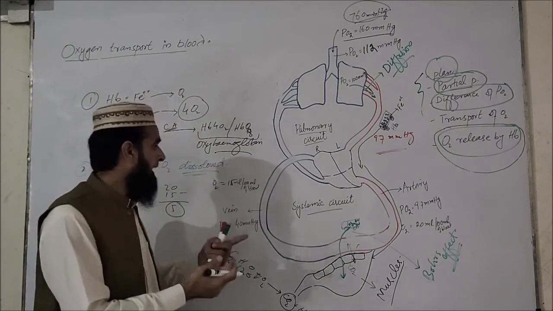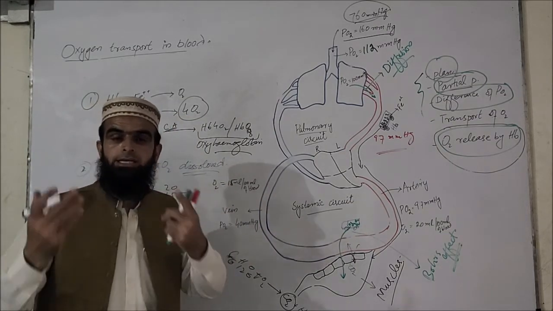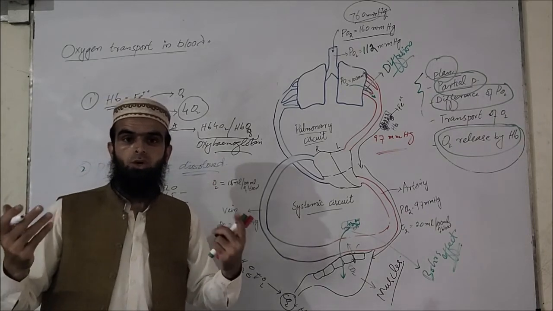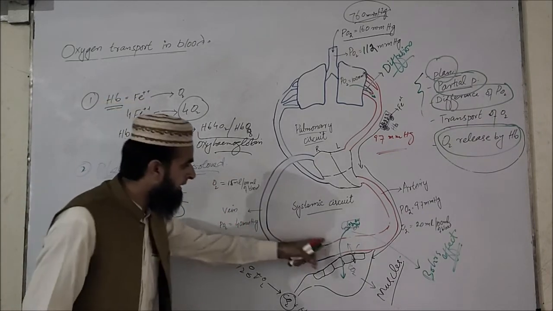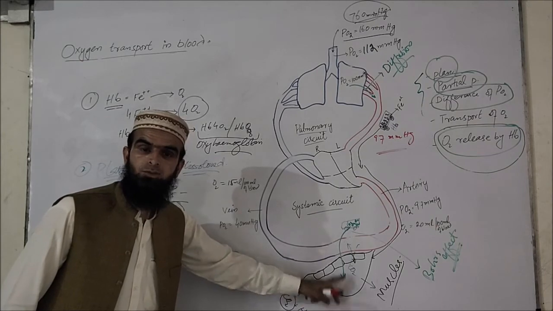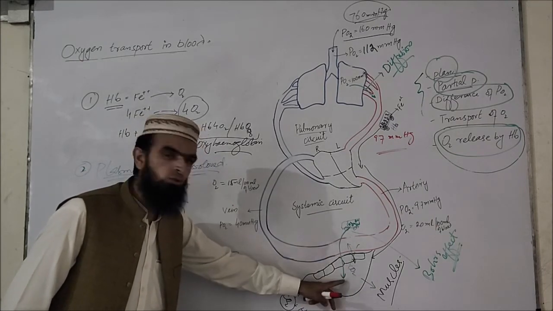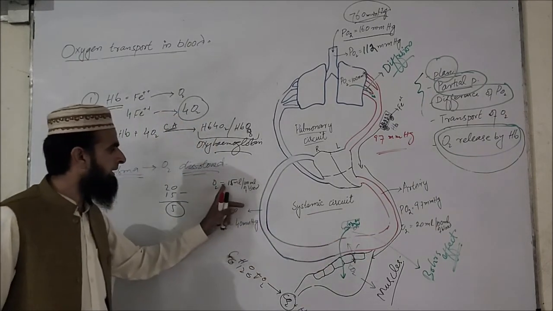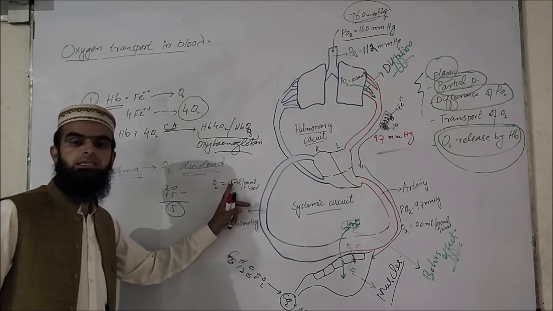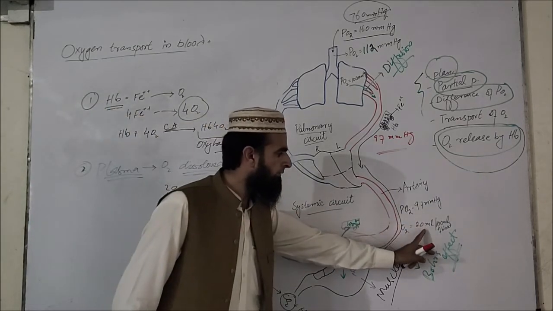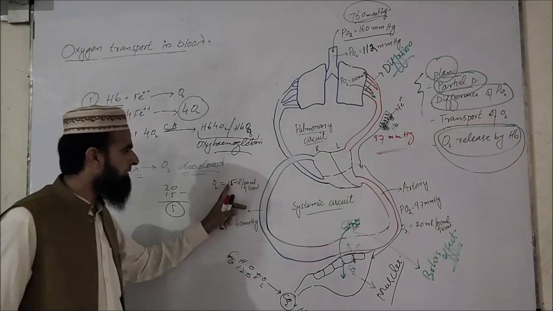Where did that oxygen go? Where did that 5 ml of oxygen go? That 5 ml of oxygen is given to the tissues here. So this is the oxygen which is given to the tissues, and that is shown here in a decreased form. 5 ml is decreased here. Here the amount of oxygen is 20 ml and here it is 15 ml.